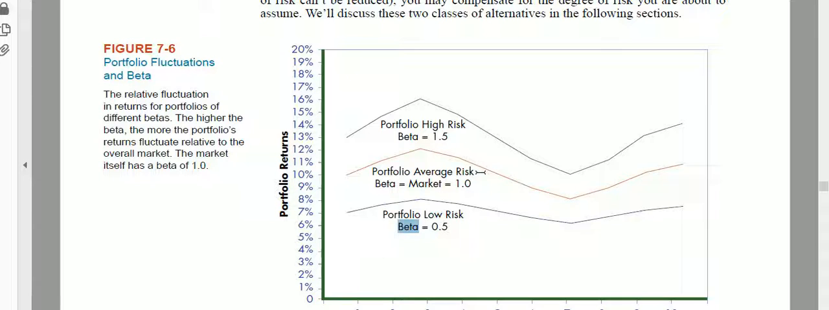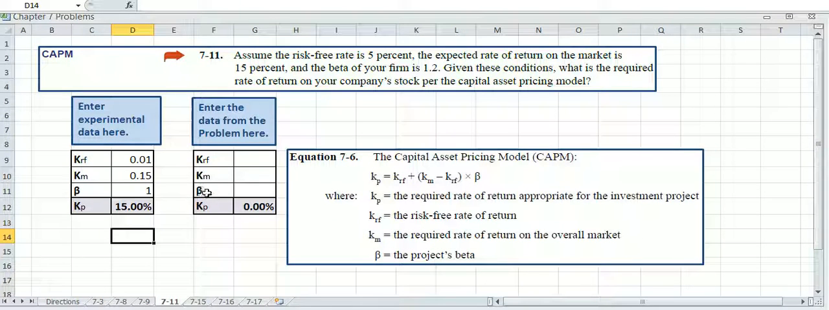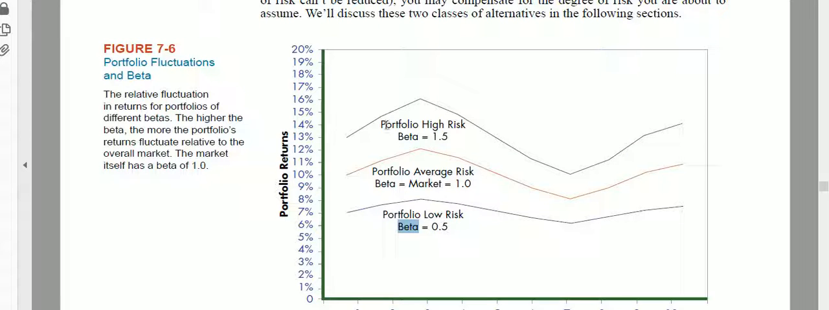Now, if our beta is higher than 1, and in this case in the problem, let me jump back to the problem and do it the right way. Okay, if it's higher than 1, what that's saying is the beta of our firm, and actually what's given in the problem is a beta of 1.2. So the beta of your firm is actually higher than the market beta, which is just saying that the returns on your firm's investments fluctuate more or are more volatile than the market. Therefore, they're a higher risk.